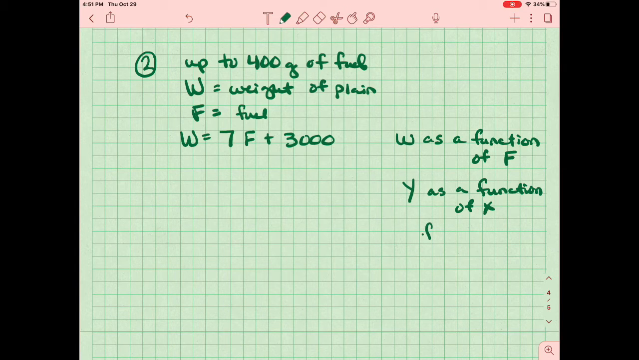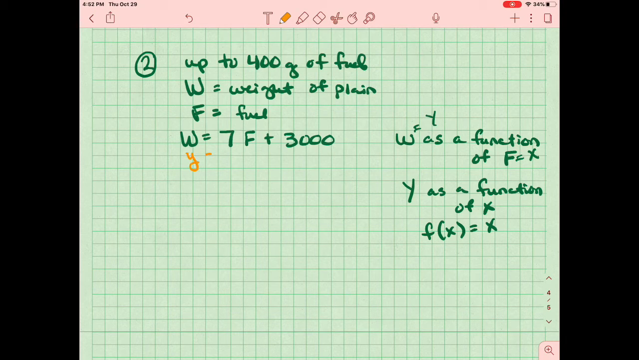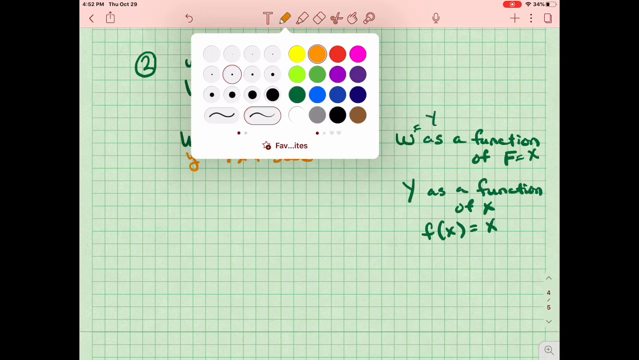That's why we say the f of x equals something. And so we know that W in this case is going to be Y, and the F is going to be X. So this is like saying, just put it in a different color here, Y equals 7X plus 3,000. Sometimes mixing the variables around gets confusing, but that's what we have going on here.